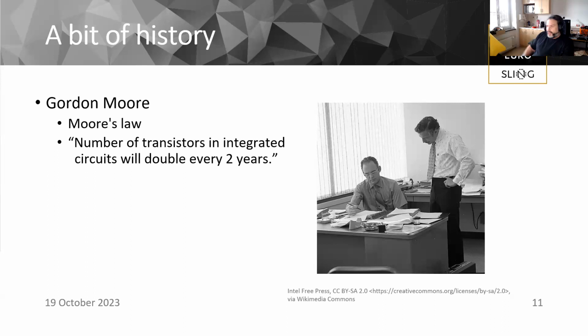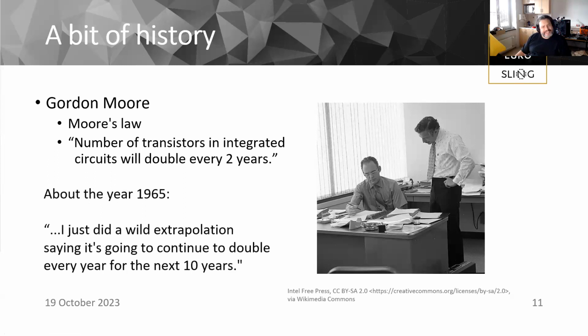Okay, so Gordon Moore was an engineer, before Intel, at Fairchild Semiconductor, something like that. I'm not sure about that. And he actually said that the number of transistors, those small basic elements that make up the processor, will double every 2 years. Yeah. And then after he became famous, people asked him, basically, oh, you are very smart, how did you predict this? And he said, oh, guys, I just did a wild extrapolation saying it's going to continue to double every year for the next 10 years.